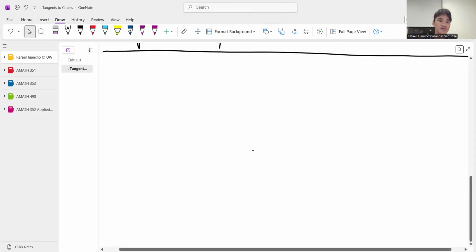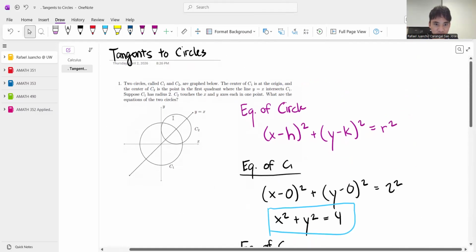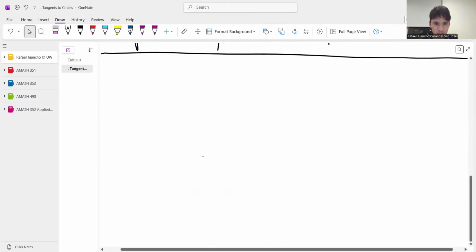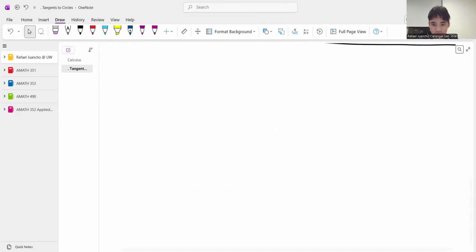So today I'm going to be continuing my Calculus 1 series, and we're going to be doing another problem here. We're still in tangents to circles, so let's just do it. The problem for today, again, we're still going through this idea of tangent lines and circles, so let's just do it.